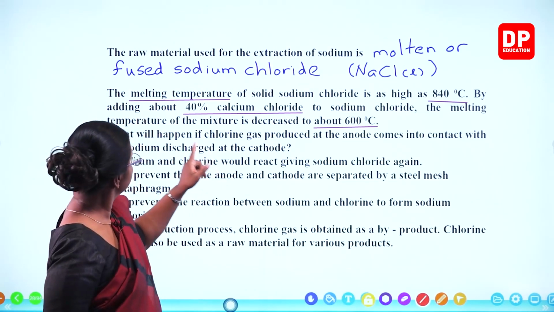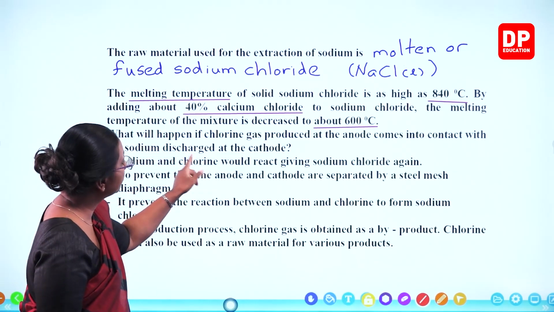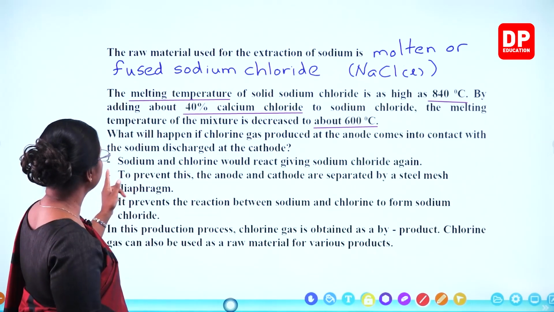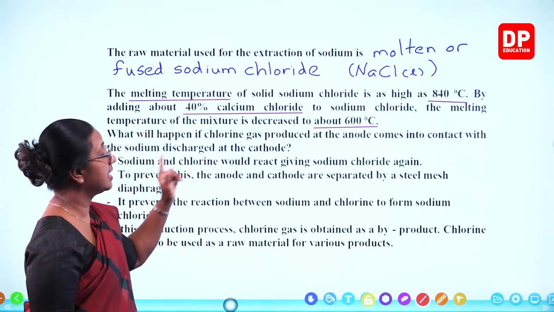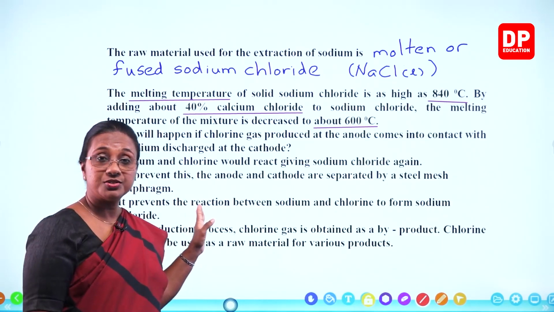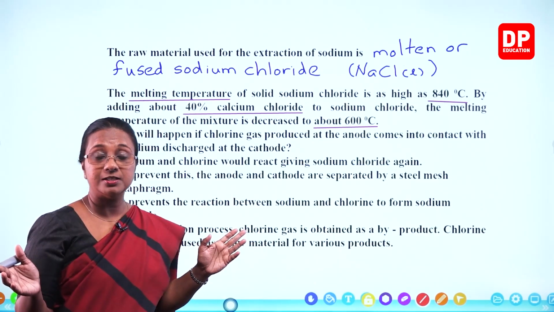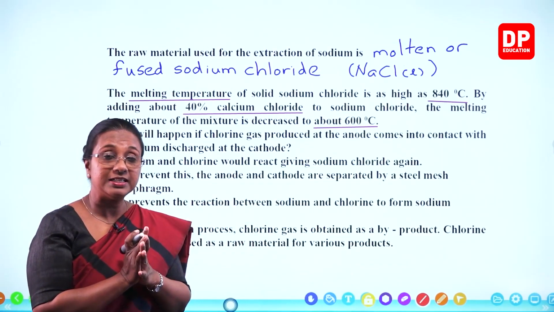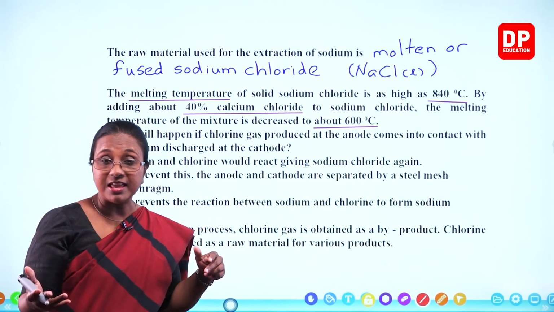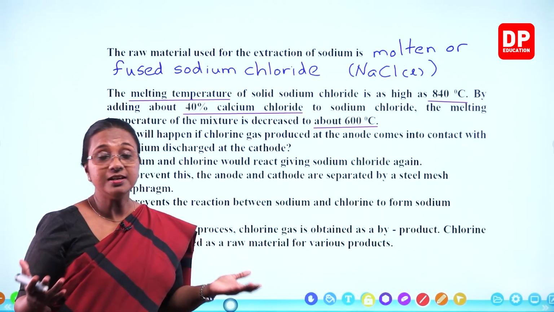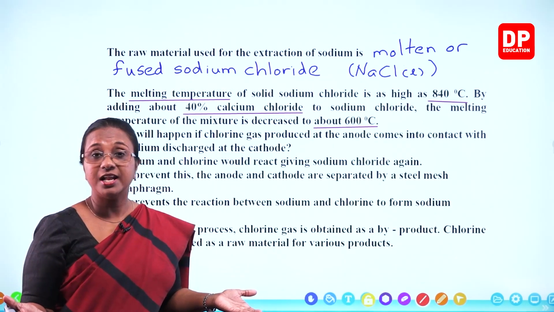So here you can see what will happen if chlorine gas produced at the anode comes into contact with the sodium discharge at the cathode. So this is also something I explained. Chlorine gas is produced, sodium liquid is produced. When they come in contact with each other, they will react quickly and form sodium chloride back. So then the process is not efficient at all.